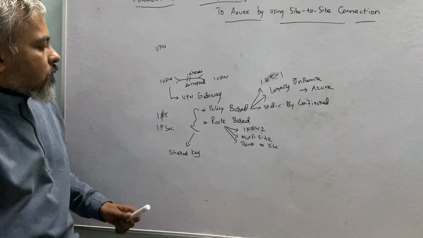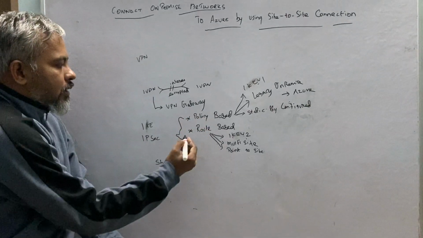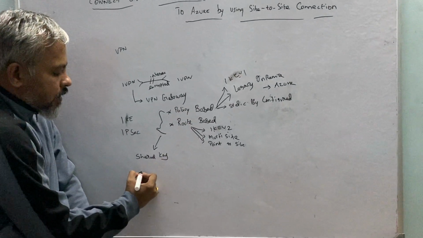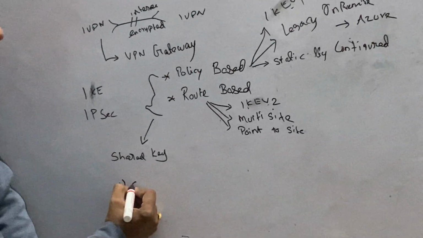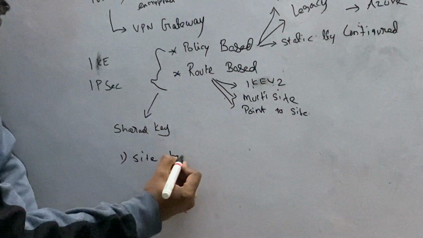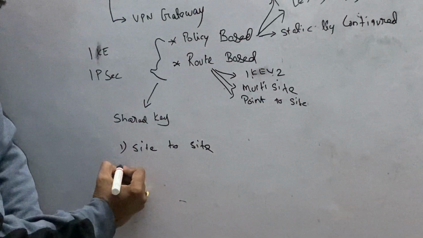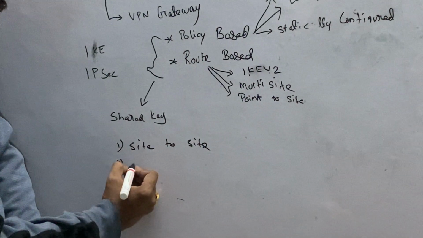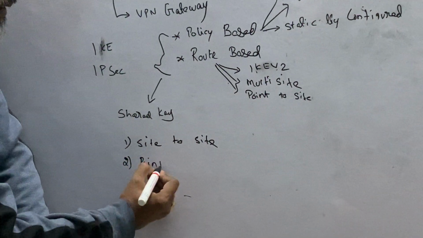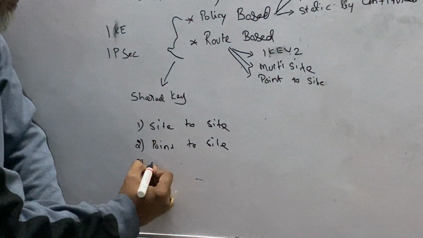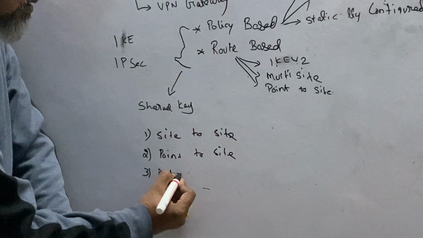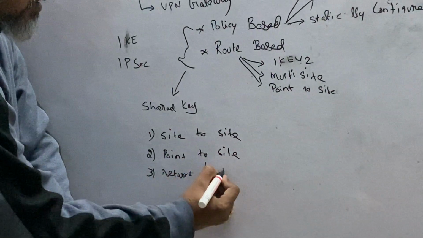So I have explained about the VPN gateway. There are three types of VPN gateway. One is site to site, two is point to site, three is network to network.